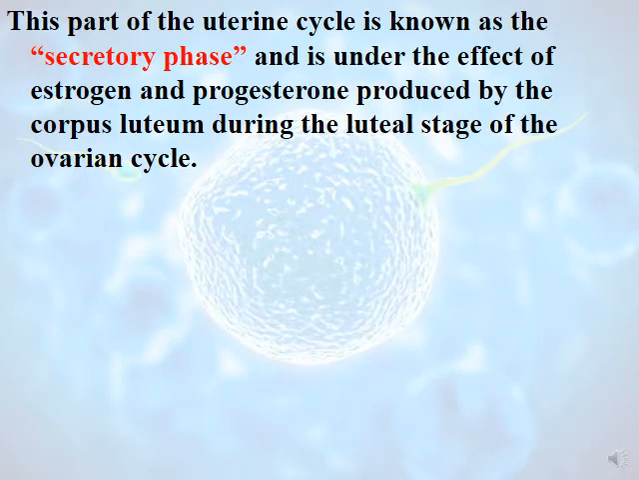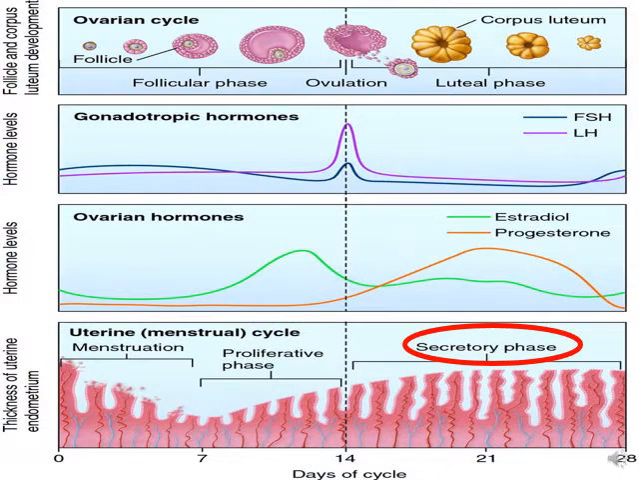So this part of the uterine cycle is known as the secretory phase, and it's under the effect of two of the main hormones, estrogen and progesterone, produced by the corpus luteum during the luteal phase of the ovarian cycle. So during the ovarian cycle, estrogen and progesterone are produced in a high amount. This is the secretory phase. They are secreted by the corpus luteum, or the yellow body, during the luteal phase of the ovarian cycle. This will increase the thickening of the endometrium as shown here.